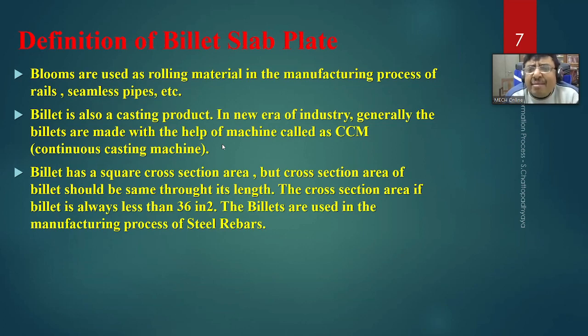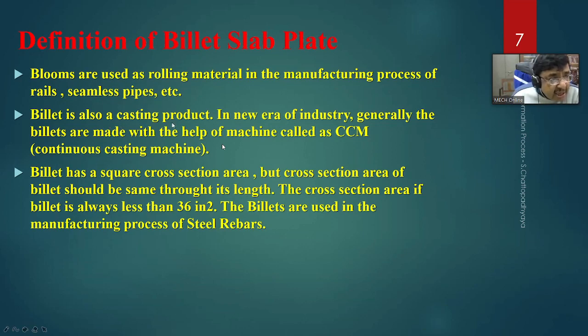Seamless means without joint. The advantage of rolling is that there is no joint. And what is the problem with the joint? Leakage. You could make those pipes and other things, but if it is a very big pipe, seamless manufacturing is not easy. The problem is that you have to join it. But if you can have a seamless thing, the advantage is that there is no joint and there is no leakage. So I don't have to be bothered about the leakage. So blooms are used for rolling material in the manufacturing process of rails and seamless pipes.